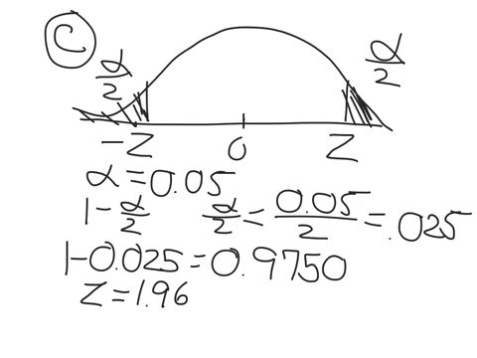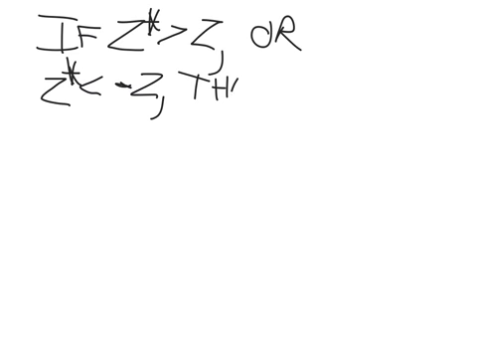Okay? You finish this up for a second, and then we'll write out the if-then. All right? So I'm going to write if z star is greater than z, so that's going to be greater than your positive, or z star is less than minus z, then we reject H0.